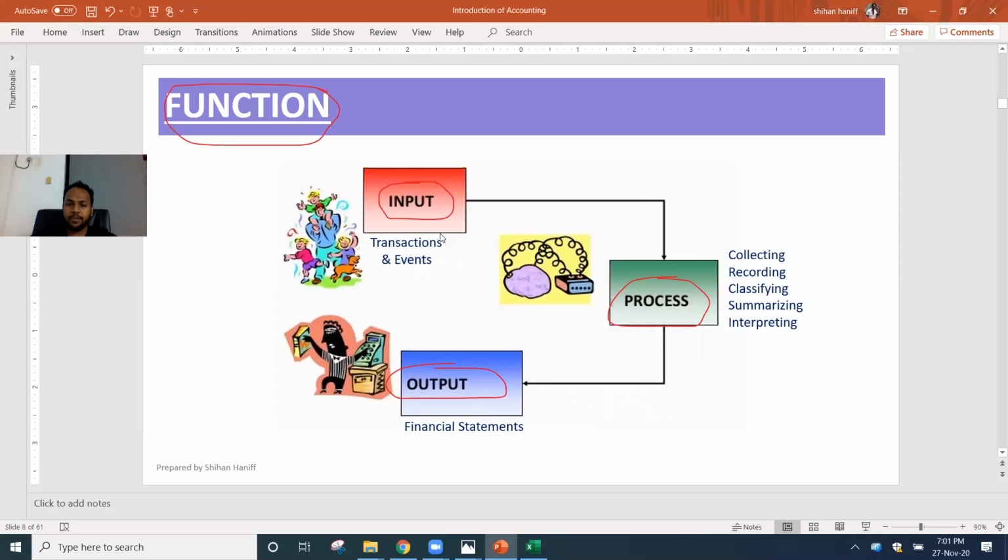So what is an input? In many papers they ask what is the input of accounting? The input of accounting is the transactions and events. And there is a process. What is the process? Collecting, recording, classifying, summarizing, and interpreting. And there is an output. What is the output of accounting? It's financial statements.